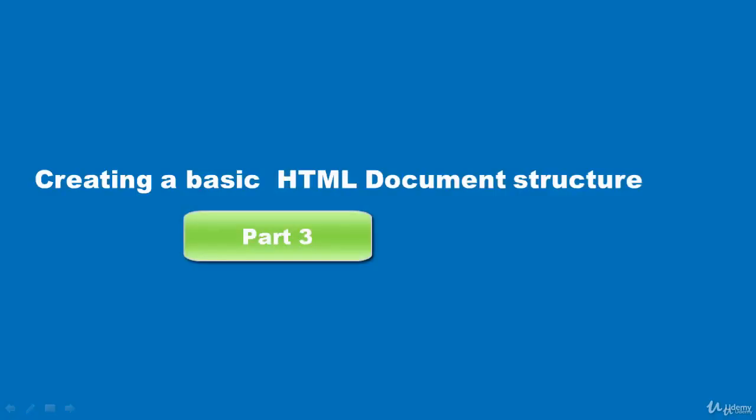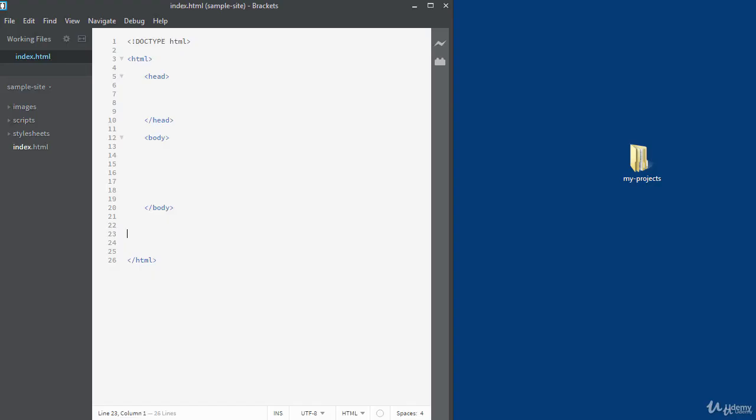Hello and welcome to part 3 of creating a basic HTML document structure. Before we carry on from where we left off in part 2, I just want to show you something. If you notice here, we've got some indentation inside the text editor. Indentation is very important. It helps make your code more organized and neater, and makes it easier for someone to read your code and also for you to read your code.